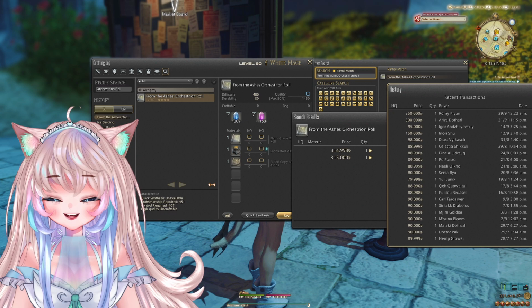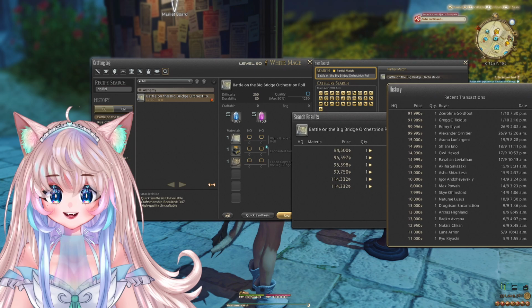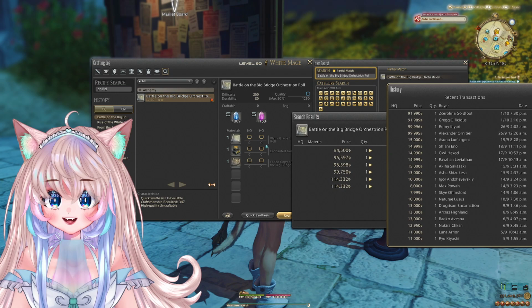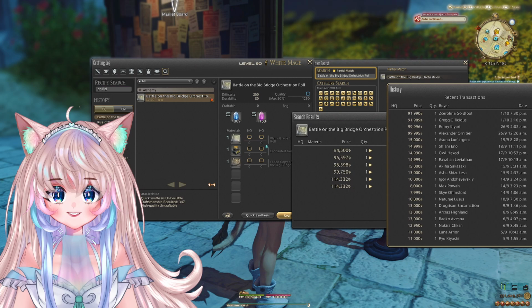profit. And here is another one, Battle on the Big Bridge, or Kefka's Rule. Usually sellable at around 90k right now, but it was as cheap as 10k. So of course, that is why the list is so important. You want to know how much it's worth on your server, because all our servers are a little bit different. So let's go ahead and take a look.